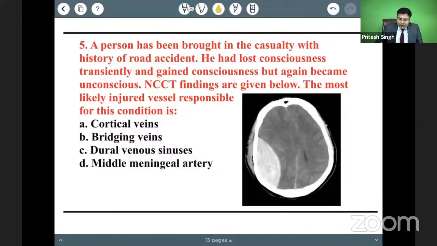NC-CET findings are given below. Can you tell me what you can see in this NC-CET finding? Hyperdense lesion. And what is the shape? Biconvex. Biconvex hyperdense lesion. Tell me the diagnosis. All of you know. What is the diagnosis?